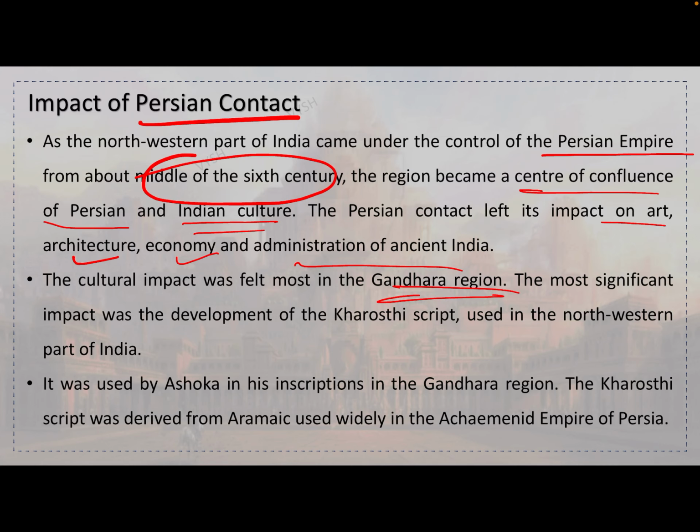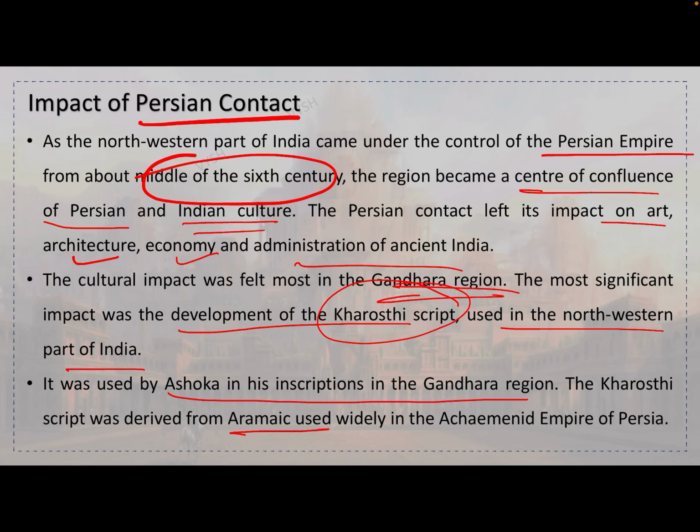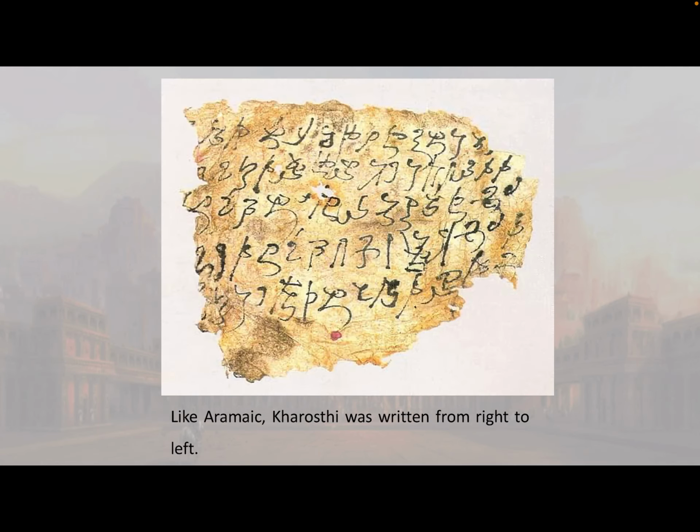The most significant impact was the development of the Kharoshthi script, used in the northwestern part of India. This Kharoshthi script was even used by Ashoka for his inscriptions in a lot of places in the northwestern part of India, including the Gandhara region. The Kharoshthi script was derived from Aramaic, used widely in the Achaemenid Empire of Persia. So this is the Kharoshthi script, which is written from right to left, similar to Aramaic.